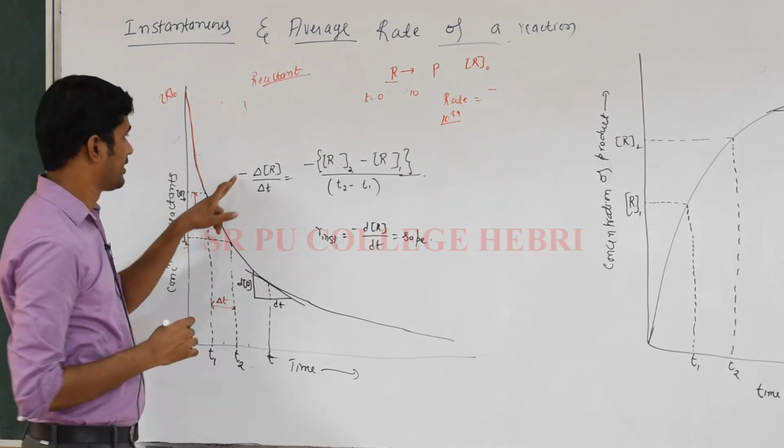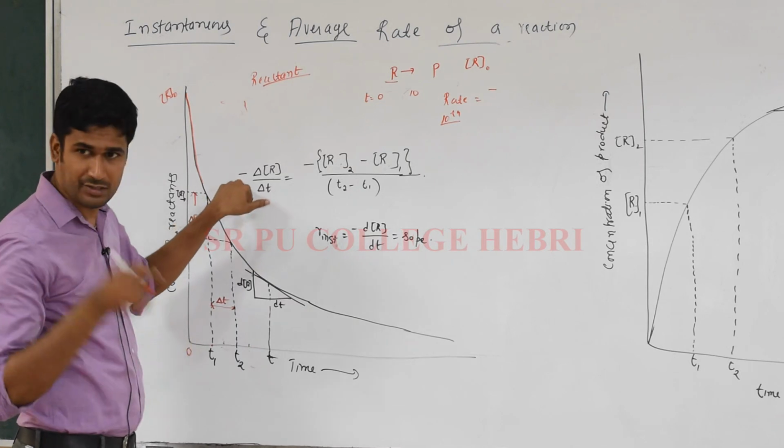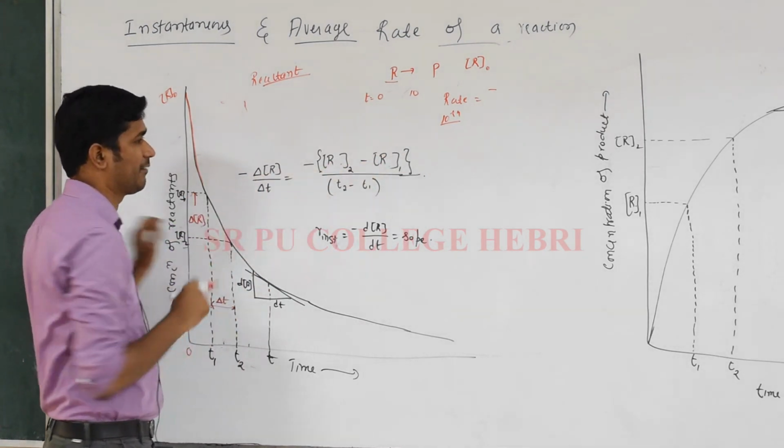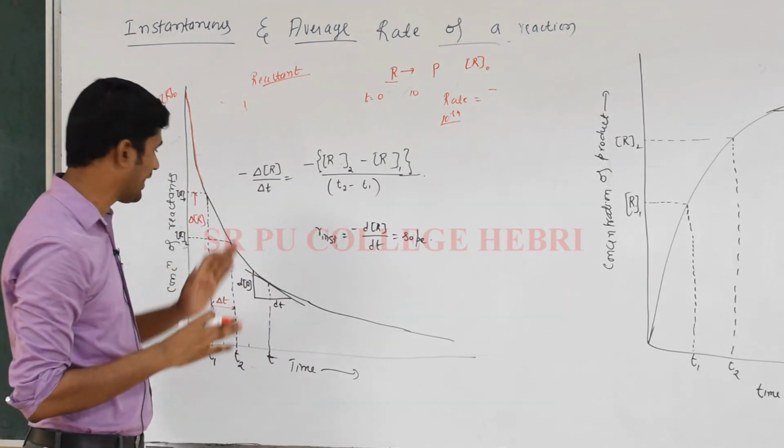This difference. So why have I written minus? Because the concentration of reactant decreases. Look into this: R2 minus R1 divided by T2 minus T1. You can take any time interval.